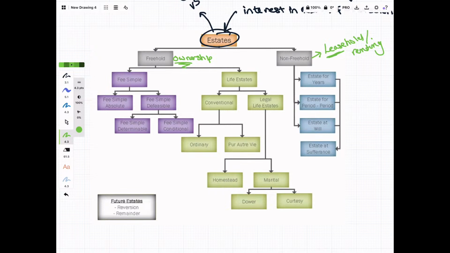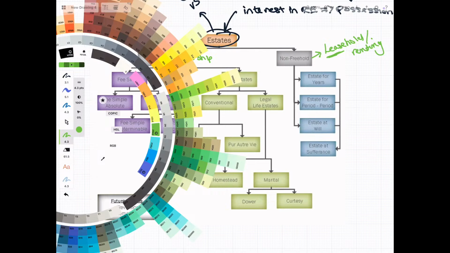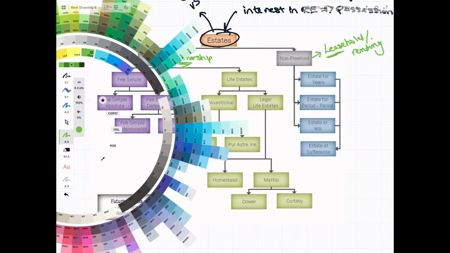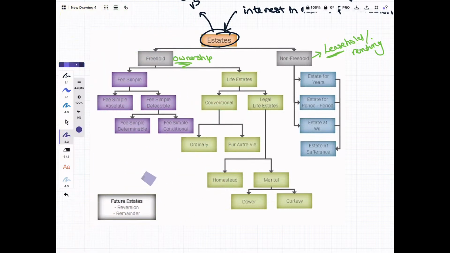So two types of estates: ownership or you're renting. Freehold is ownership. Non-freehold means you're renting. Let's start with the ownership estates. And I'm going to do those in purple just so we can get some kind of unity here.